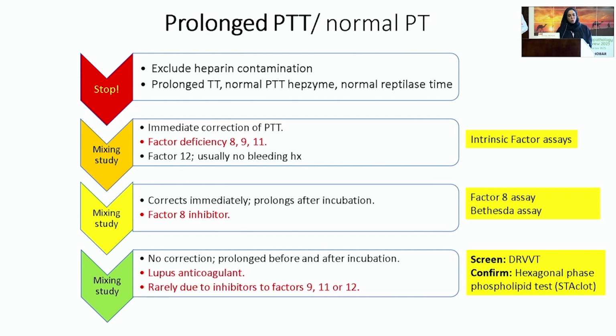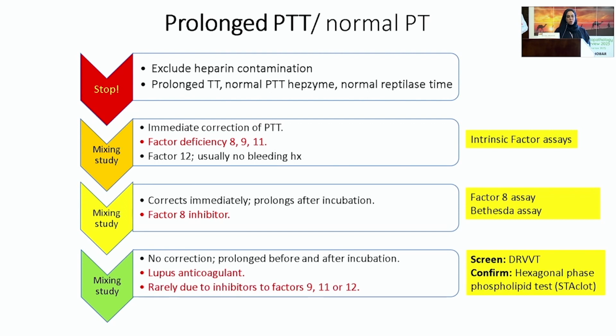Okay. So this is actually how to approach a prolonged PTT and a normal PT. First of all, exclude heparin contamination. If you find a prolonged thrombin time and a normal reptilase time, that's probably heparin contamination. Some labs actually provide Hepzyme, which is a form of heparinase that degrades the heparin in the sample and gives you the actual PTT. You can start by immediate mixing.